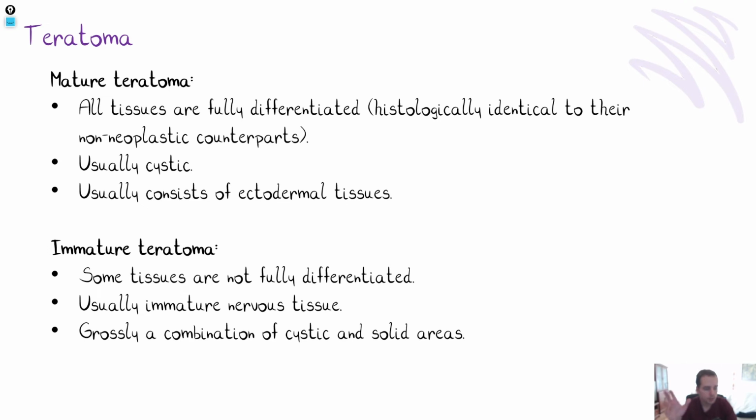And grossly, macroscopically, it's usually a combination of cystic and solid areas. And those solid areas often represent the immature tissue. So the pathologist should aim the sampling of the tumor to the solid areas, because there is a higher chance that you will catch the immature component. And as I said, if you find the immature component in teratoma, it should be classified as malignant.